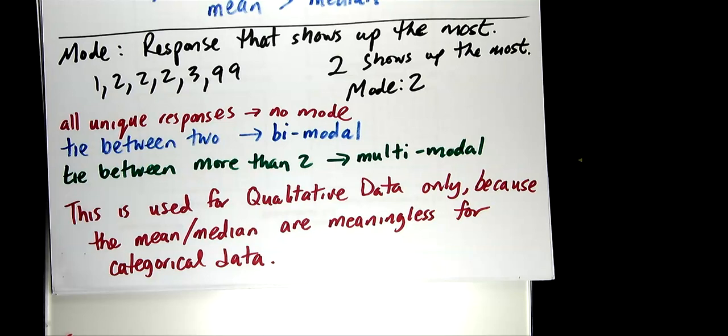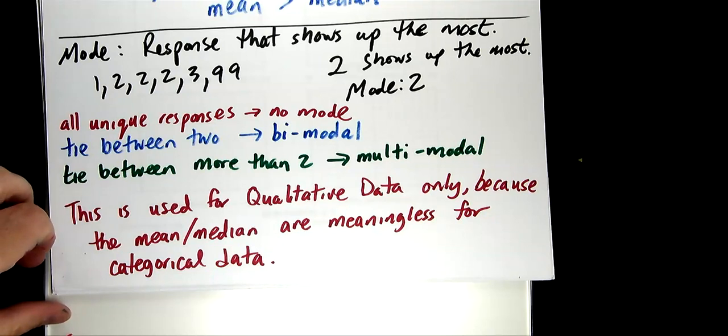But that has meaning. Saying the mean eye color, the average eye color, that doesn't make any sense. So we use mode for categorical data.